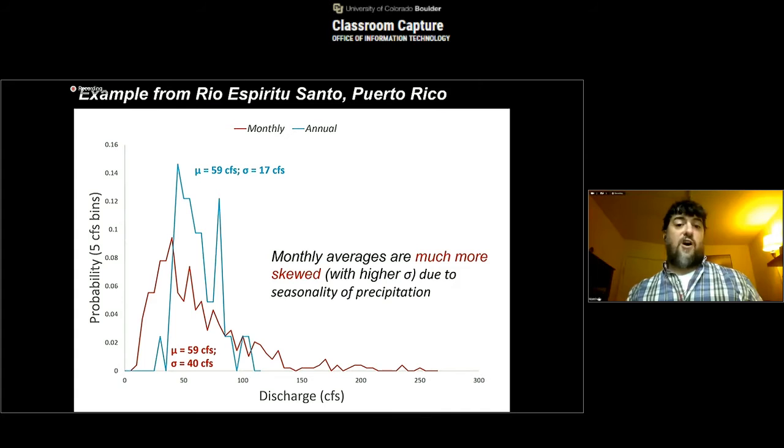Monthly averages are skewed because we know that in every different environment there are dry seasons, wet seasons. They have a different seasonality associated with them. So in this case, that skewness is being imposed by the fact that wet season rainfall may be just a small fraction of the year, but it's going to have very large values of discharge. So that's what we're really seeing when we see this skewness. It's a seasonal imprint on the probability distribution.